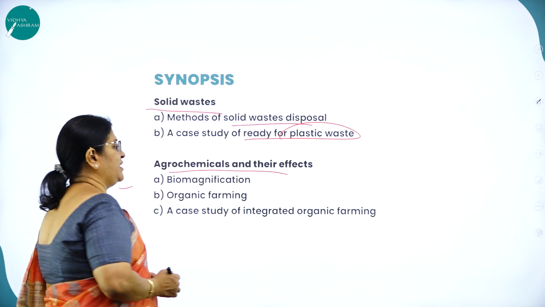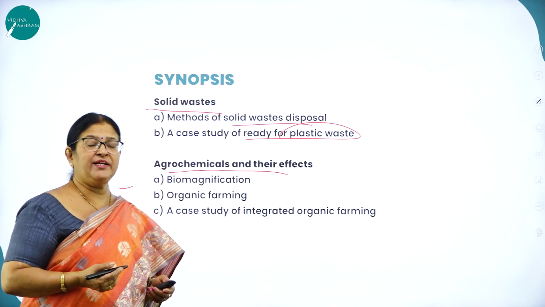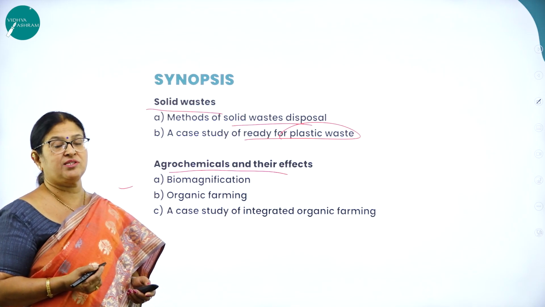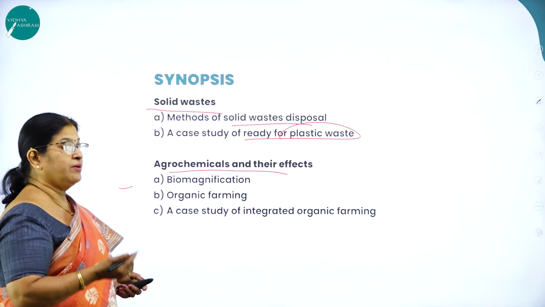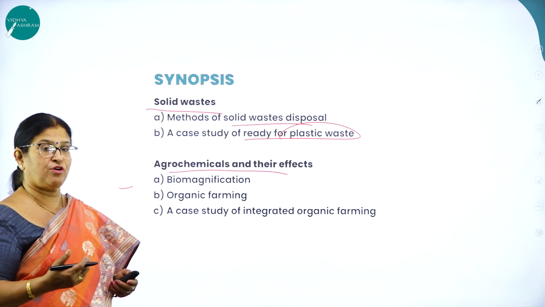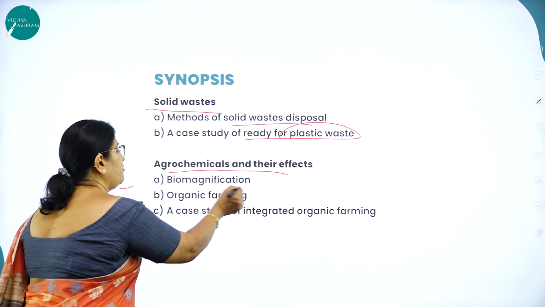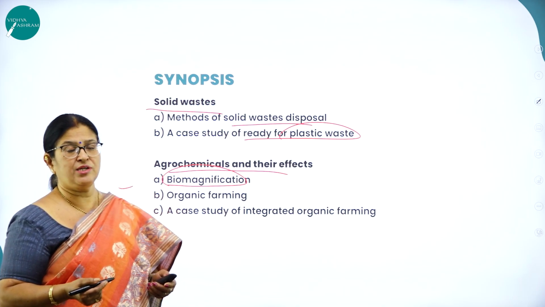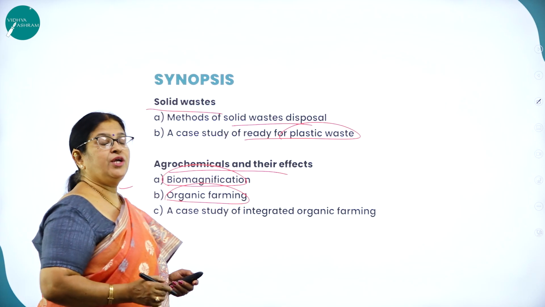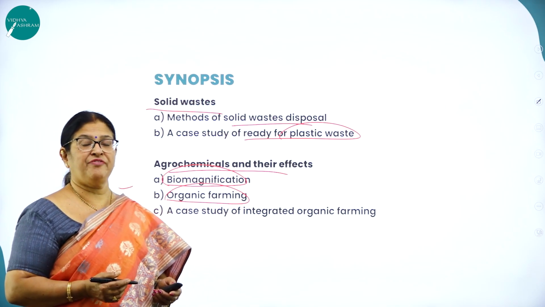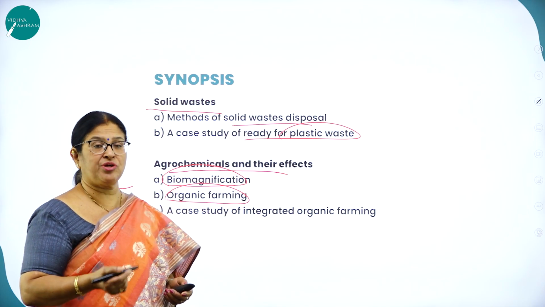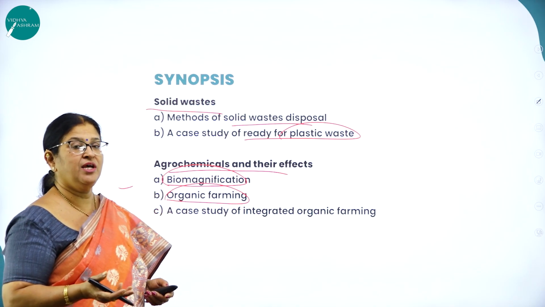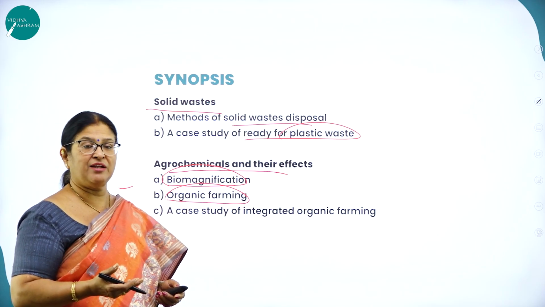Then agrochemicals and their effects. As we know, increased use of pesticides, insecticides, and inorganic fertilizers is going to cause soil pollution. So we have to use them less, for example, we need to go for organic farming. Biomagnification occurs as more and more chemicals are let off into the soil. Organic farming will have fewer side effects, because it is a natural manure that we use, and lesser use of chemical fertilizers will definitely not affect the plants, and obviously even the animals who consume them.